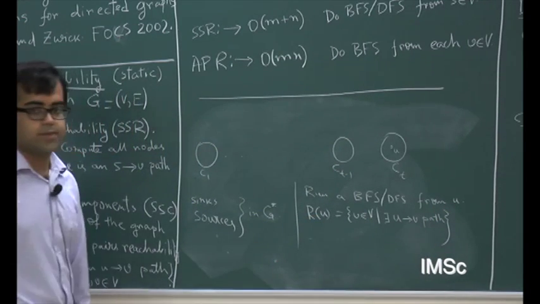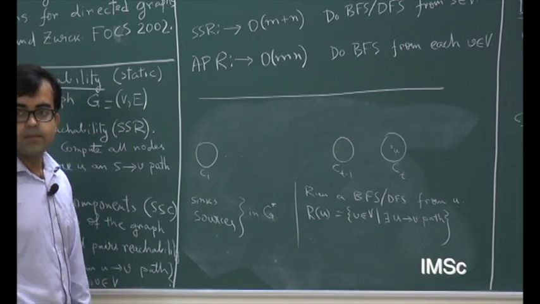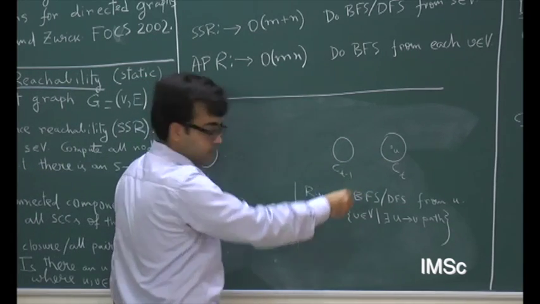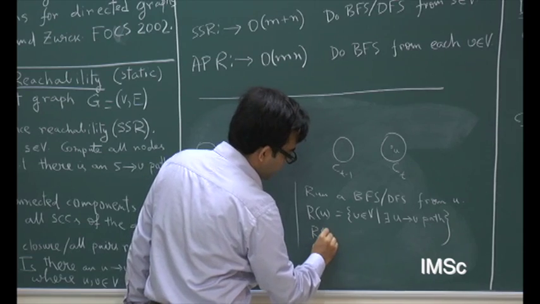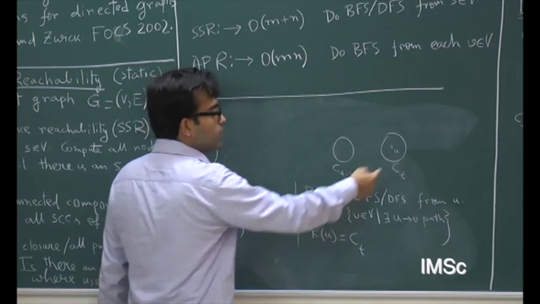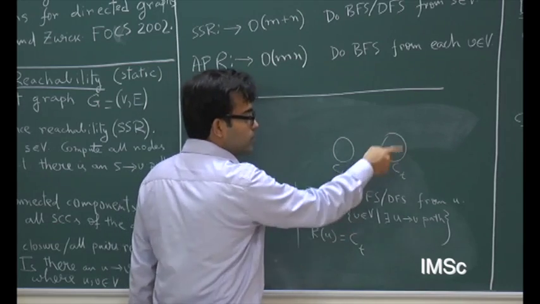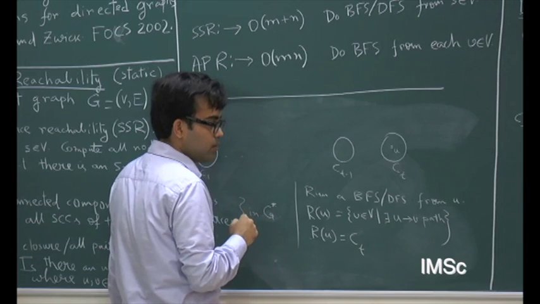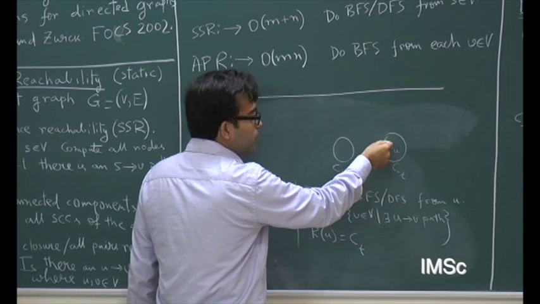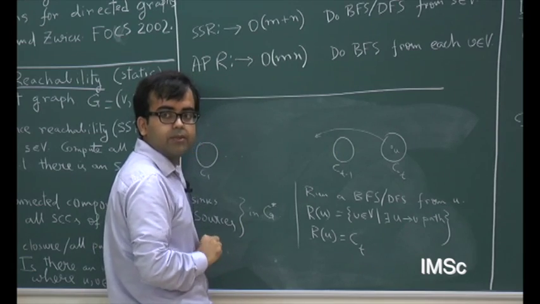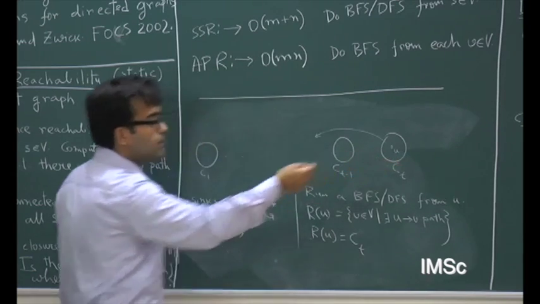What will be this set? This set will exactly be equal to CT. So you can show that this R_u is going to be equal to CT. Why? Because of course it will hit all the nodes in CT, because by definition all the nodes in CT are reachable from u. And can you go to some other node that lies outside CT? No, because then this CT would not have been a sink.